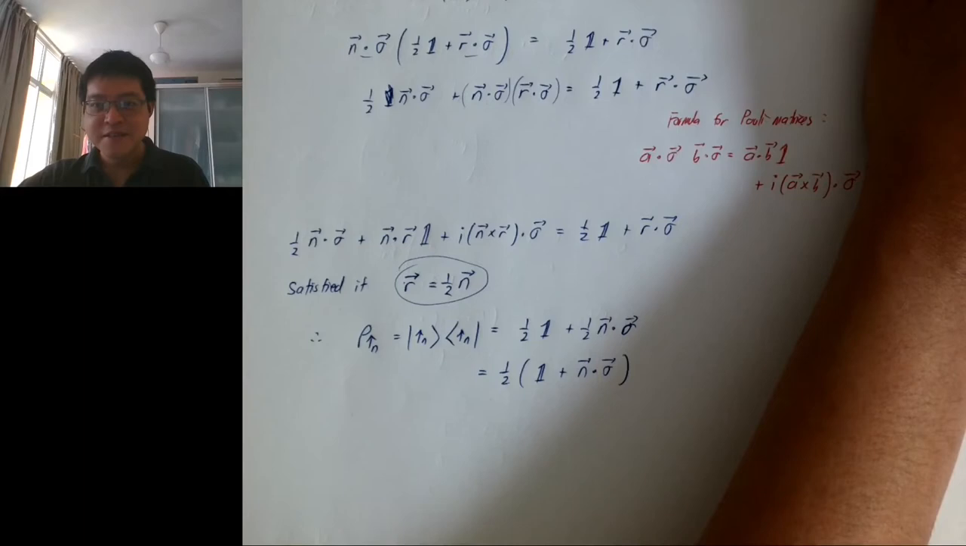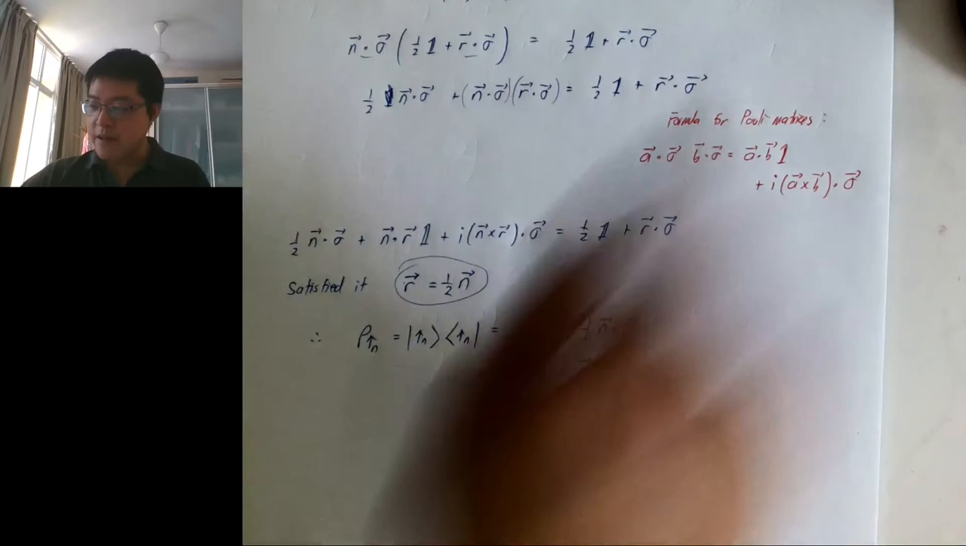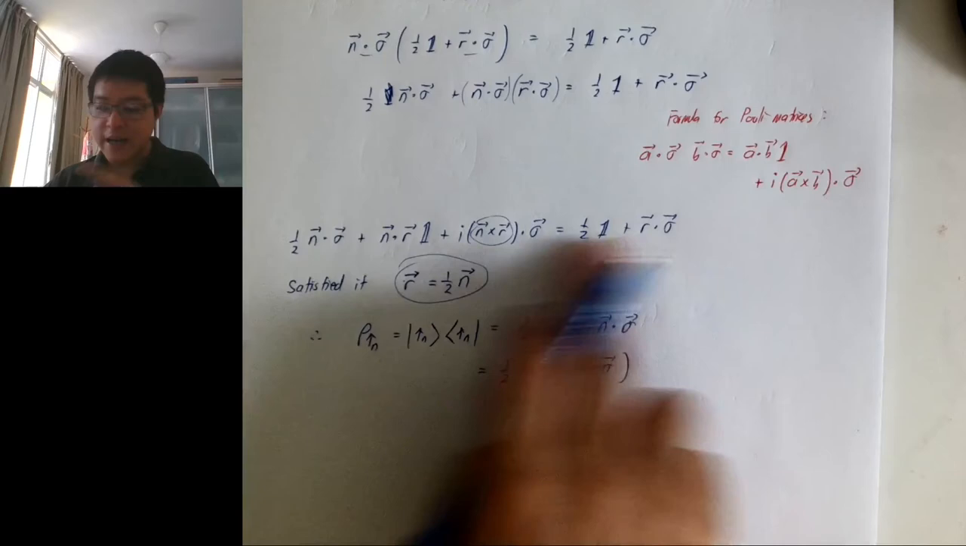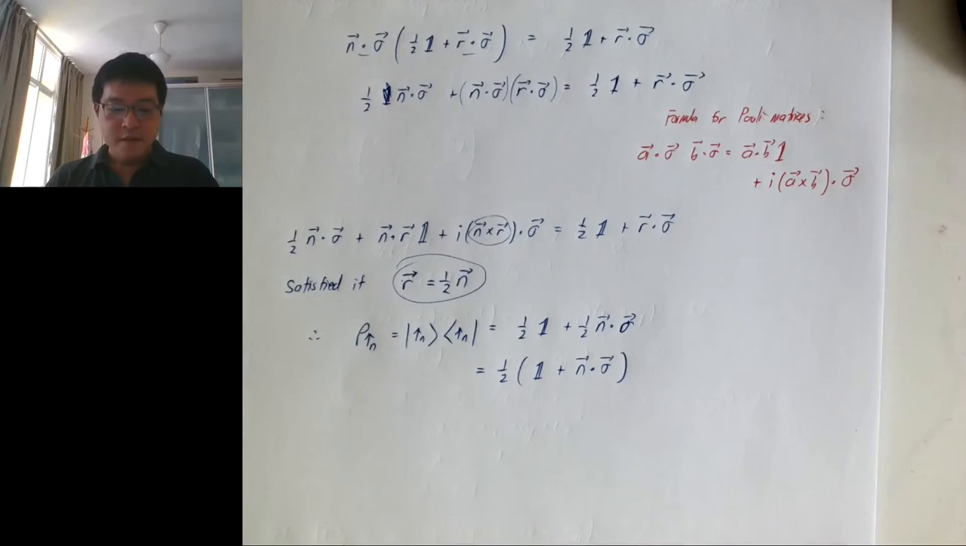If I say r is equal to half n, then these are parallel. If two parallel vectors are crossed, the cross product will disappear. So the i is gone, and then there's no i on the left hand side as well. So just nice. Okay, so we are on track.